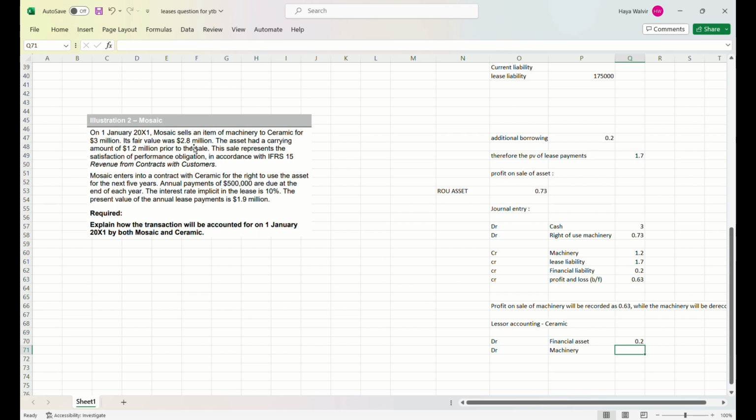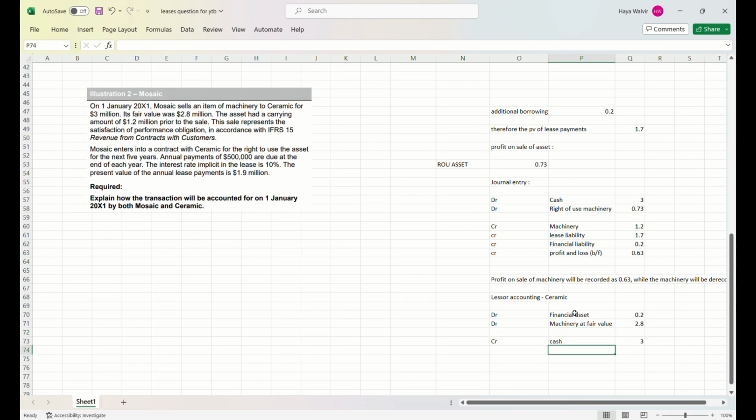So machinery, but at what value? At 2.8 value, right? And he will credit the cash, because of course he has bought the asset from this Mosaic, so of course he has to pay cash, right? So that will be equal to 3 million. So debit and credit are balancing out. 0.2 plus 2.8, 3 million. Yes. Remember, machinery has to be at fair value. Machinery at fair value, because now you will say we should record at carrying value, but that doesn't make sense.